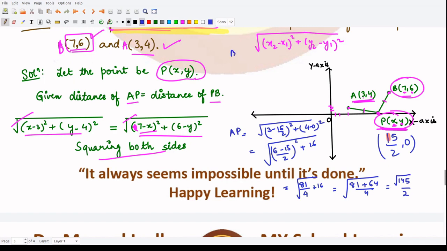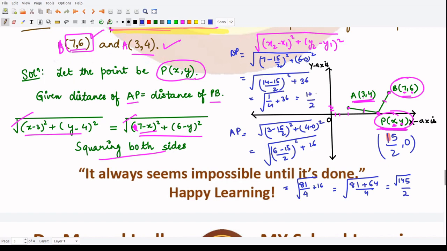What about BP? For BP, we have to calculate the square root of 7 minus 15 upon 2 whole square plus 6 minus 0 whole square. This is not a part of the question; we are just verifying the results. So it is 14 minus 15 upon 2 whole square plus 6 square, which is 36. So you have here minus 1 upon 2, so it is 1 upon 4 plus 36, under the square root. So it is equal to 2 here, and here you have 1 plus 36 multiplied by 4, which is 145. So the square root of 145 upon 2.